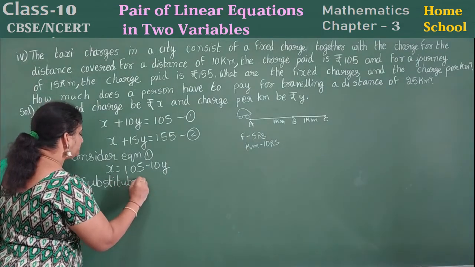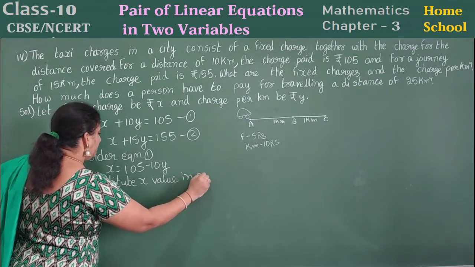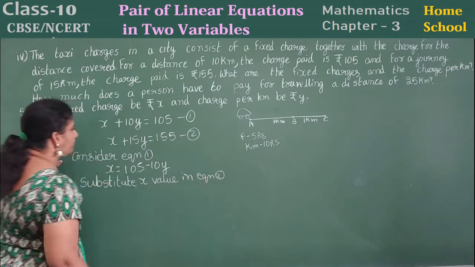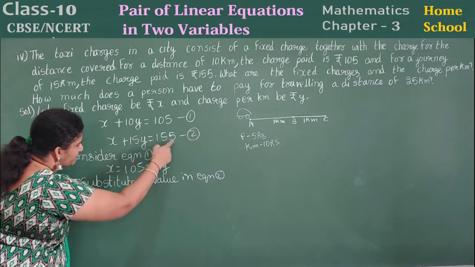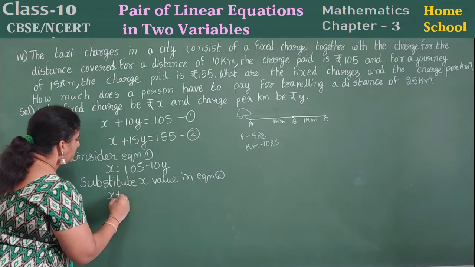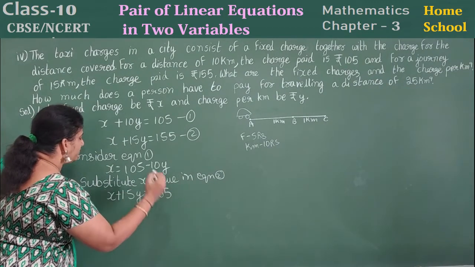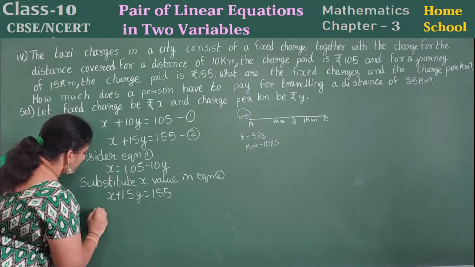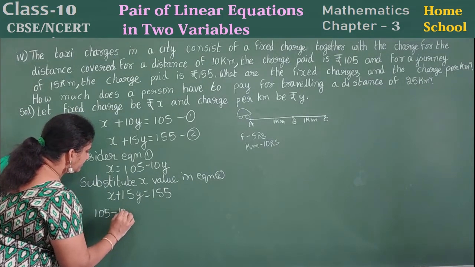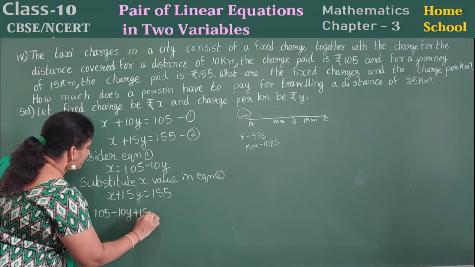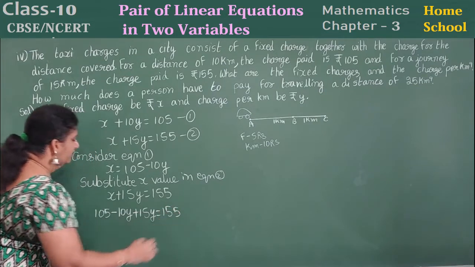Substitute the x value in equation 2. That is, what is your equation 2? x plus 15y is equal to 155. So now write the x value here: 105 minus 10y plus 15y is equal to 155.